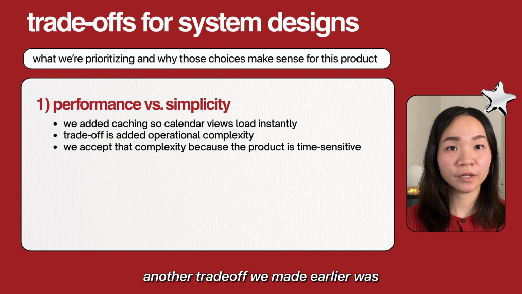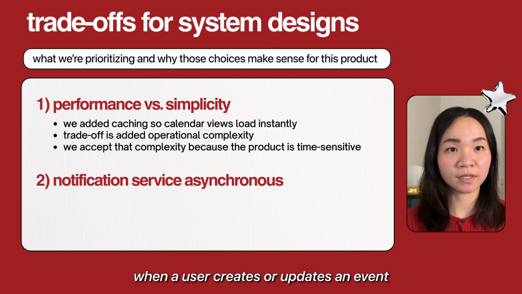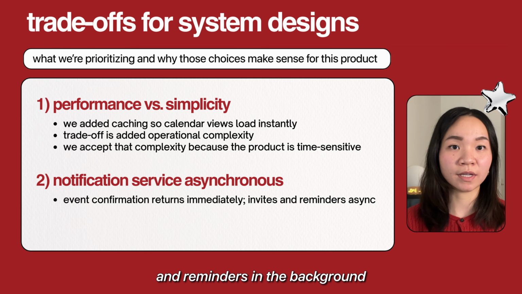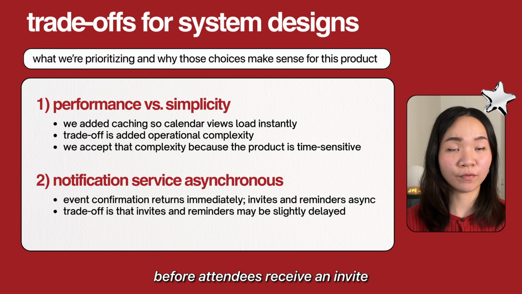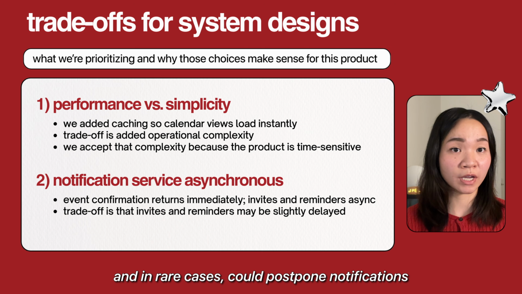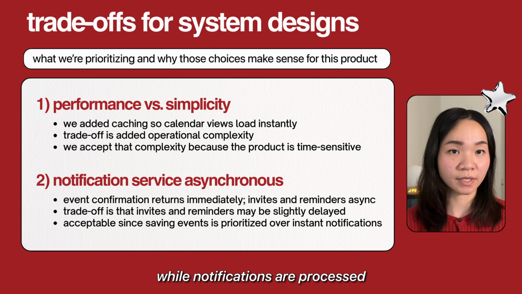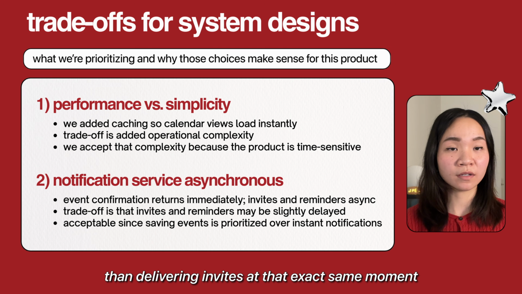Another trade-off we made earlier was making the notification service asynchronous. When a user creates or updates an event, we return confirmation immediately and process invites and reminders in the background. The trade-off is that users might experience a slight delay before attendees receive an invite, and in rare cases could postpone notifications. We accept this trade-off because we don't want to block users from saving events while notifications are processed. Ensuring the event is confirmed immediately is much more important than delivering invites at that exact same moment.